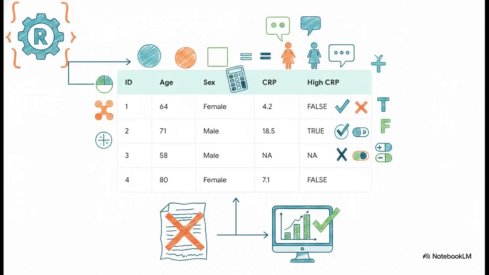Think about a perfectly clean clinical dataset. Age and CRP levels, those are strictly numeric vectors. Sex is a character vector. And a column flagging high CRP is a logical vector, just true or false. If you accidentally have the word missing typed out in your numeric CRP column in your raw data file, R is going to force that entire column to become a character vector, and suddenly you can't calculate an average anymore. It's frustrating at first, but this strictness is absolutely a feature, not a bug, because it prevents really sloppy math.